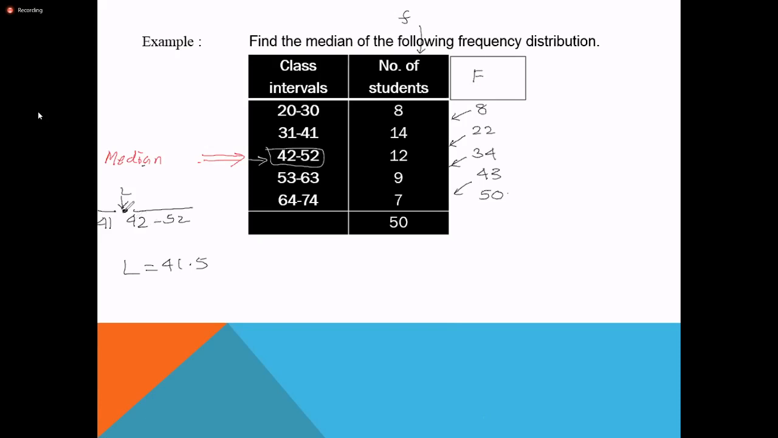This value is equal to 41.5. That is how to identify the L value. How to obtain the L value.